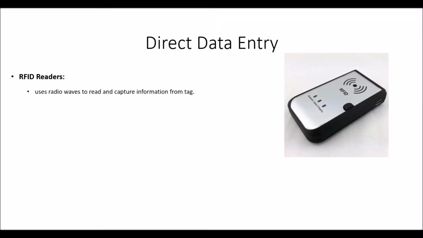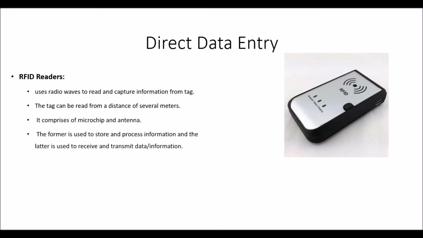So it uses radio waves to read and capture information from a tag. Then the tag can be read from a distance of several meters. It comprises microchips and an antenna. The former is used to store, and the latter is used to process the information. It's used to receive and transmit data information.